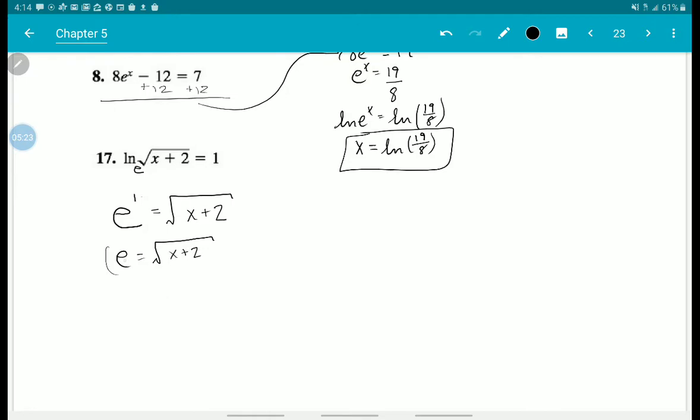So now we can square both sides. If I take e and I square it, I'll get e squared is equal to x plus 2. And then if we subtract 2 from both sides, we're going to get e squared minus 2 as our x value. So with logarithmic functions, you always want to check the domain.